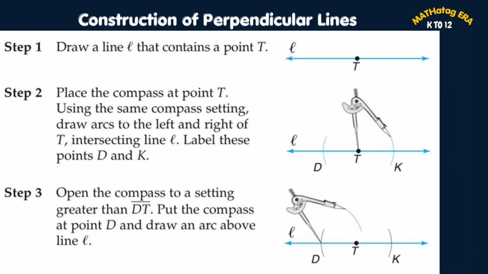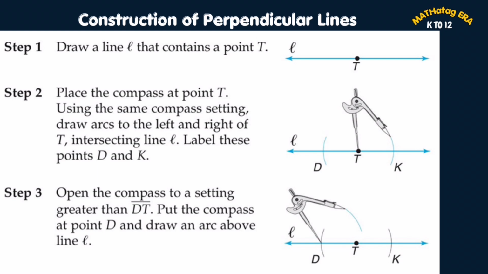Step 1 natin, you're going to use straight edge. Magdadraw muna tayo ng line L. And then we're going to mark point T on the line. So itong point na to will be the location where our perpendicular line will pass. Step 2, you're going to place the compass point at T.